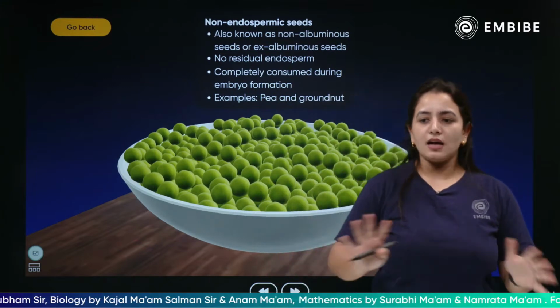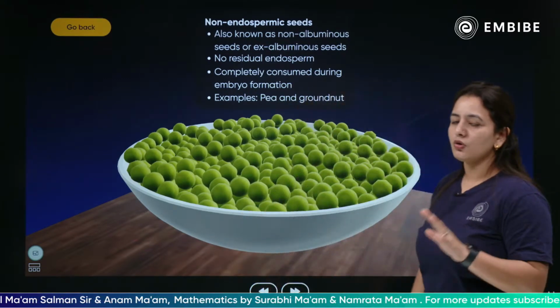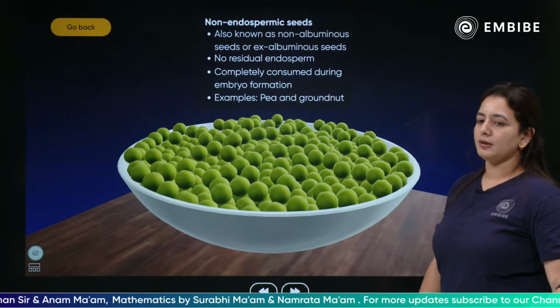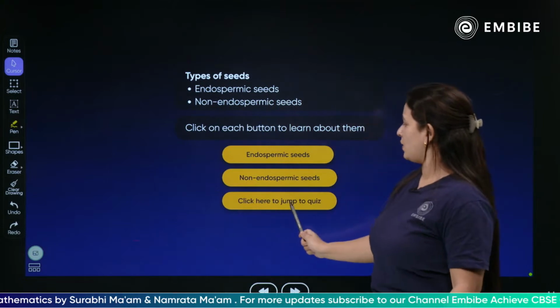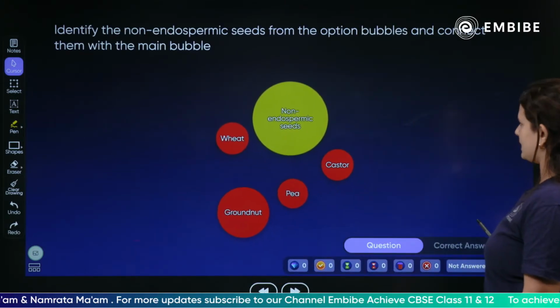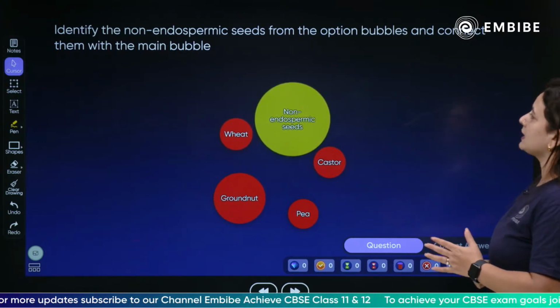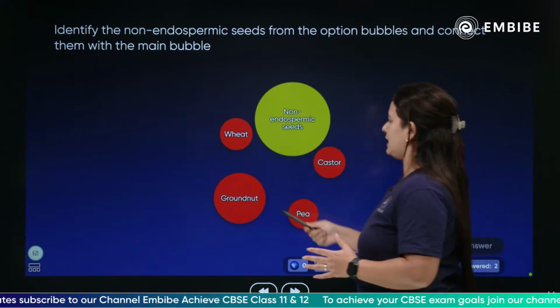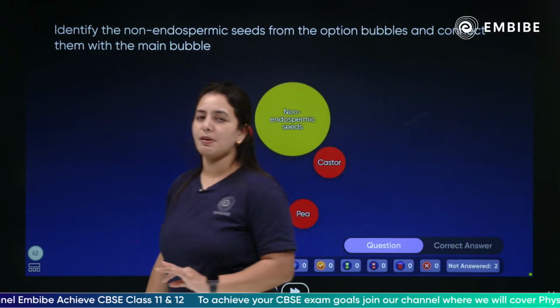So now, is the difference between the two seeds clear? Yes, we know albuminous seeds, we know non-albuminous seeds. Let's go back and see what we have next. We have a quiz. Come on, quickly solve this quiz. Identify the non-endospermic seeds: option bubble, and connect with the main bubble. Which among them is a non-albuminous seed? Just now we have discussed it.